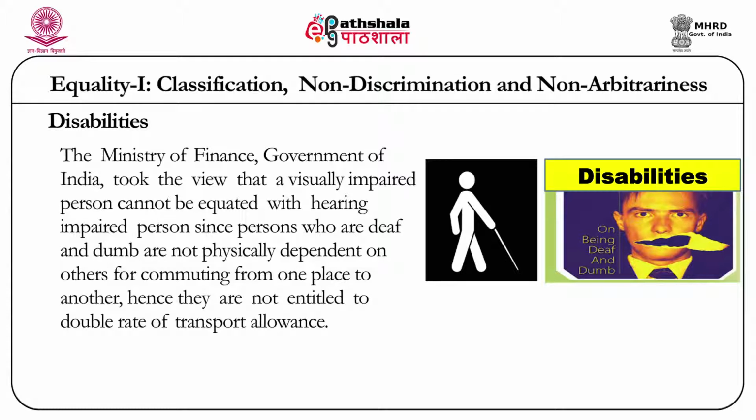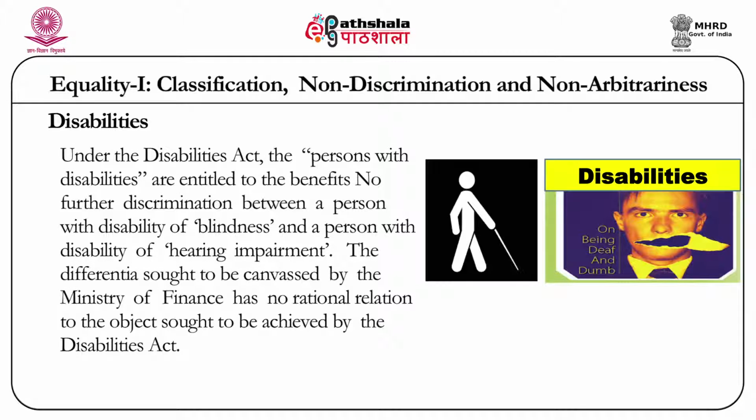This decision was challenged in Deaf Employees Welfare Association versus Union of India. It was held that under the Disabilities Act, the persons with disabilities are entitled to the benefits of all the schemes and benefits provided by the government, and there cannot be further discrimination between a person with disability of blindness and a person with disability of hearing impairment. Such discrimination has not been envisaged under the Disabilities Act.